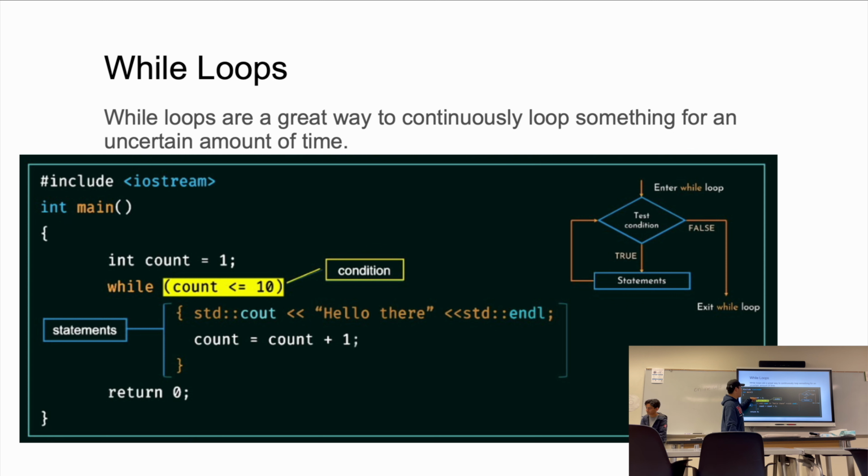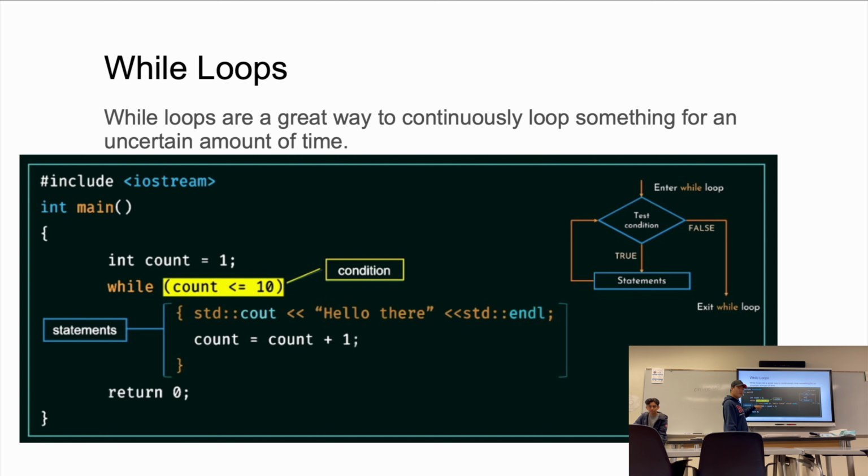Now let's start with int count is 1, and then we'll put it inside a while loop. Count is less than 10, right? So this is true, so we'll run this statement. It will cout hello there, then count plus plus will add 1 to count. Now count is 2, right? 2 is still less than 10, so we'll run this again, continuously looping until you reach count is 11, right?